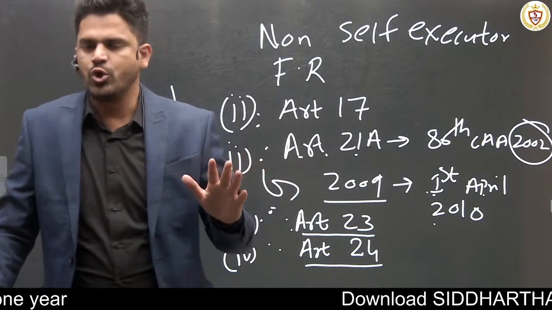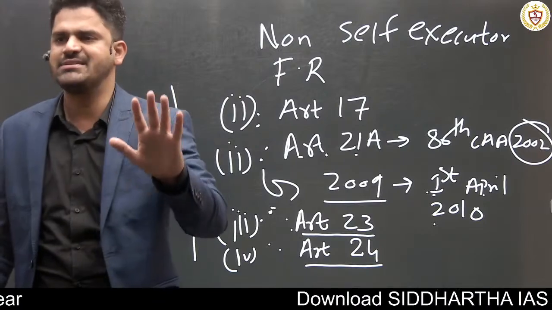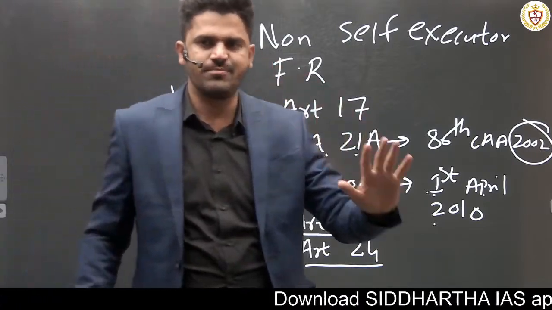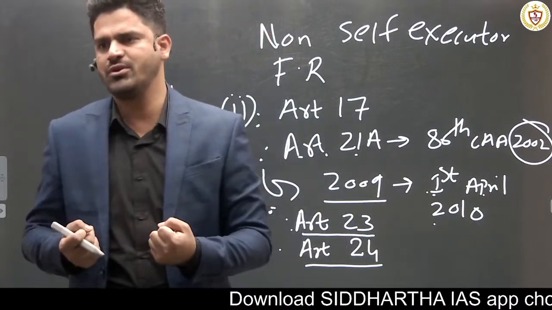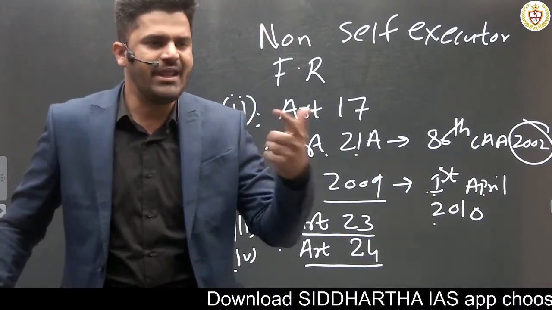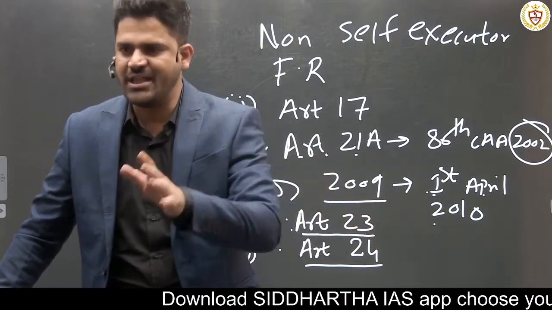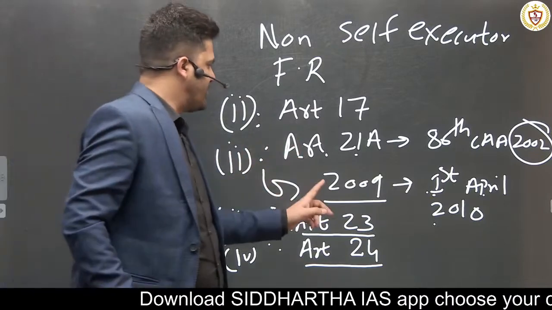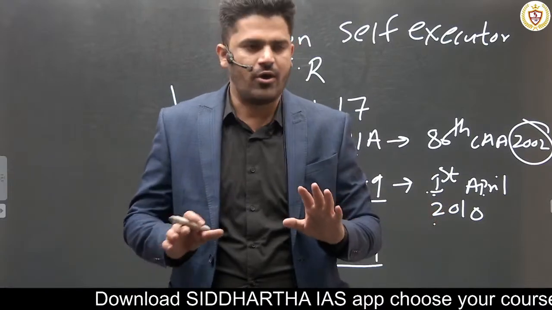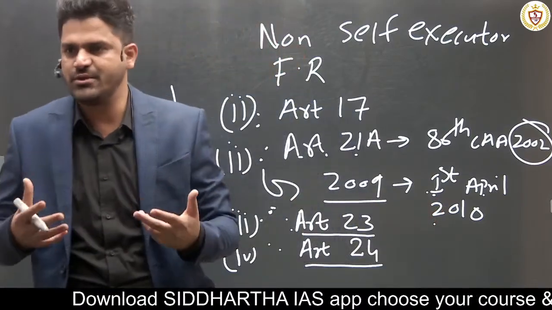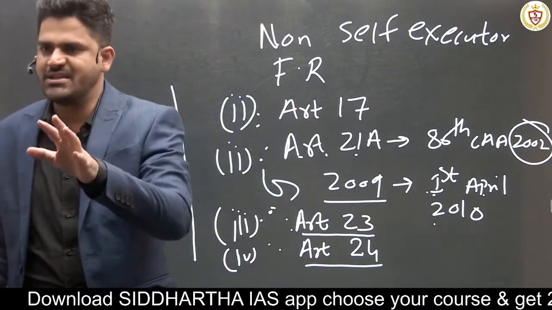Okay? So self-executory fundamental rights are those fundamental rights which are capable of enforcement or execution on their own. They are capable of self-enforcement, self-execution, without depending on subsequent legislation to be passed by the legislature. And non-self-executory fundamental rights are those rights which are not capable of enforcement or execution on their own. They are always dependent on subsequent legislation to be passed by the legislature.